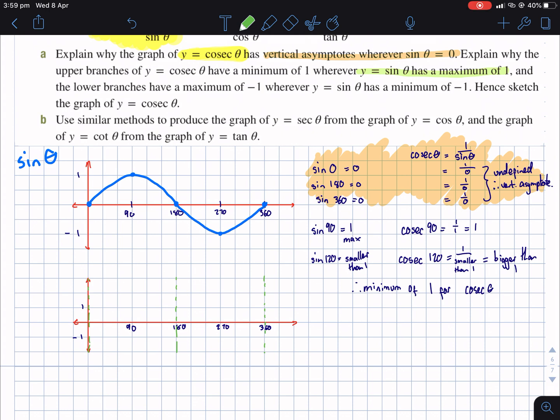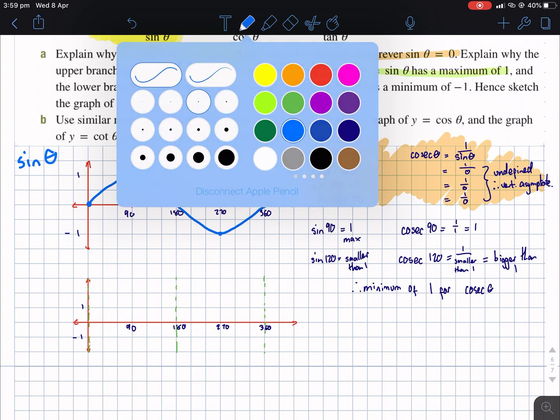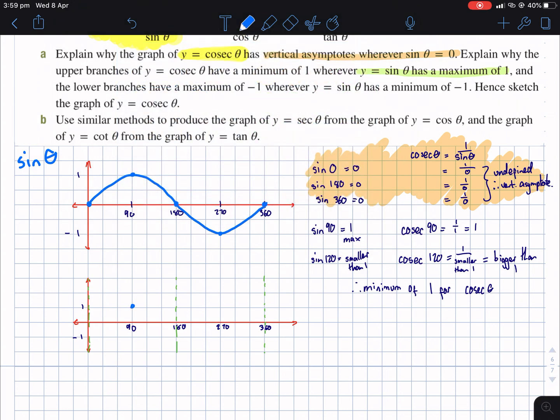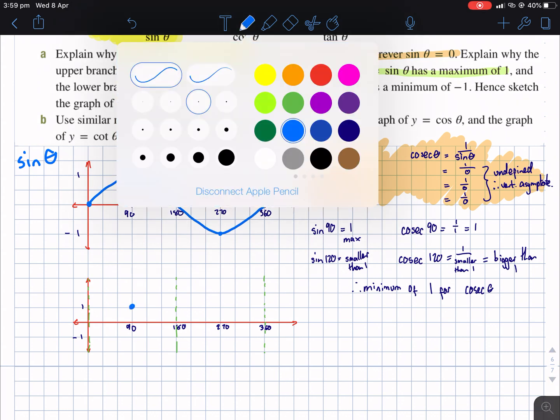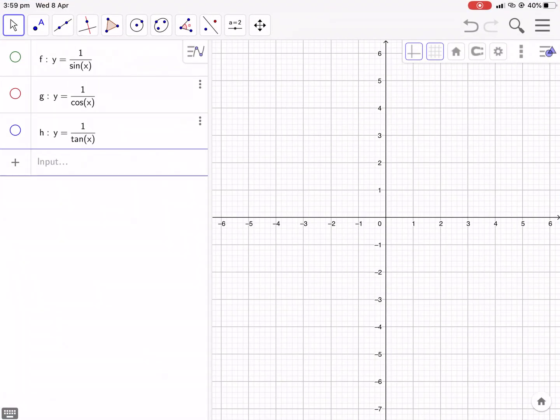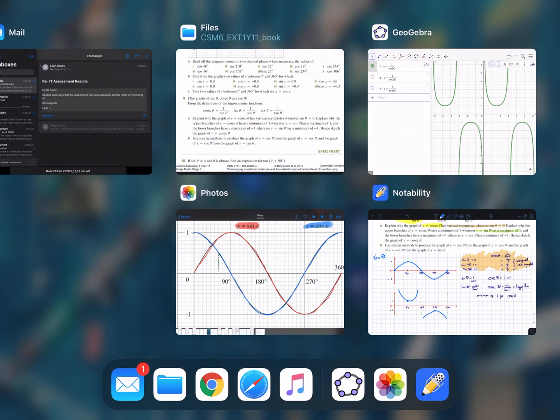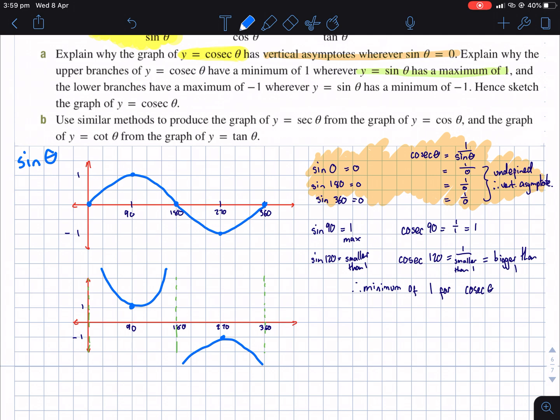When sine theta is 1, cosec theta is also going to be 1. So we're going to be here. Let me make this bigger. Yeah. We're also going to be here. But it's going to be a minimum there, so it's going to kind of go up from there. And here it's going to be 1 over minus 1, which is going to be minus 1. So it's going to kind of go down there and it's going to be negative. So if we actually had a look at that, that's what it would look like. Ugh, that sucks.